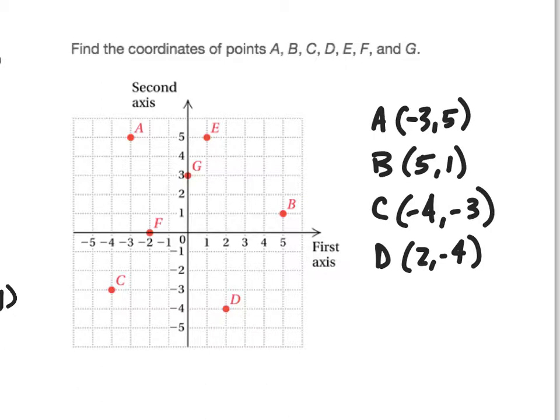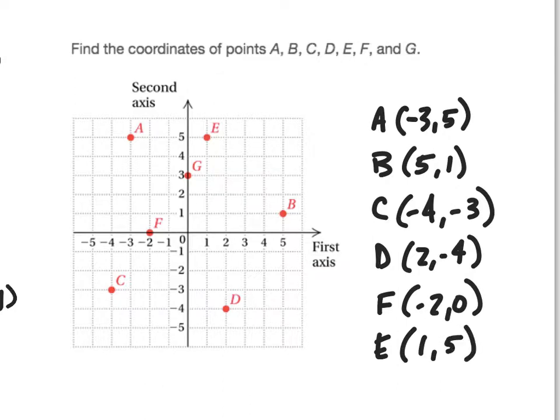The next one is point F. That means we go to the left 2, and we don't go anywhere up or down, so my y value is going to be 0. This is going to be the point (-2, 0). Oh, I forgot point E. This is why I'm a math teacher. The alphabet, I struggle with it. So if we start at 0 and go to the right 1 and then up 5, we have the point (1, 5).